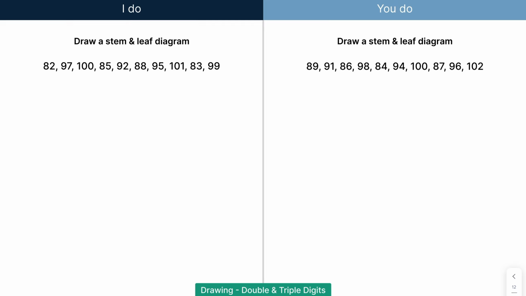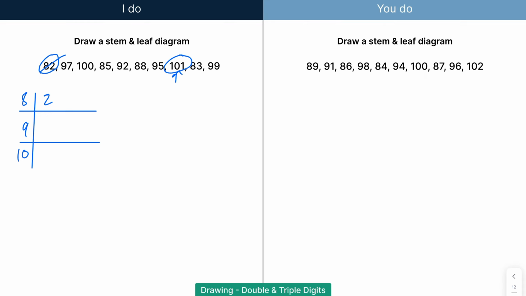So the smallest number here is 82, and the largest is 101. Now remember, with the stems, the leaves can only be single digits. So when we're looking at this case with 101, that means there'll be a 10 here. And then we have a 9 and an 8, because the leaves can only be single digits. So the leaves are what I'm putting on this side, and the stem is what's on the left.